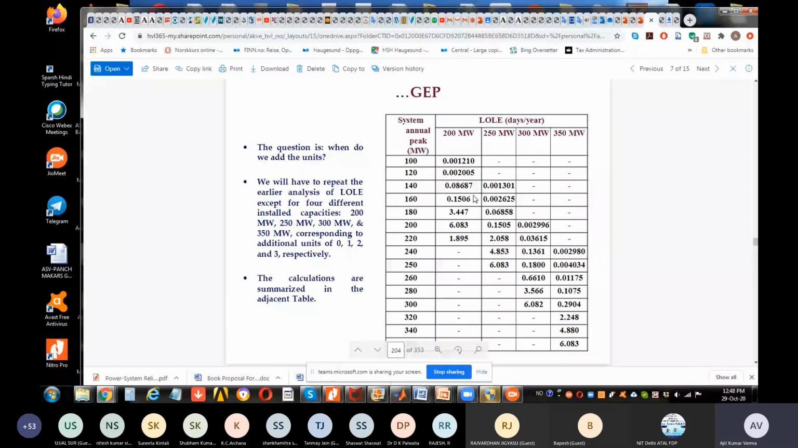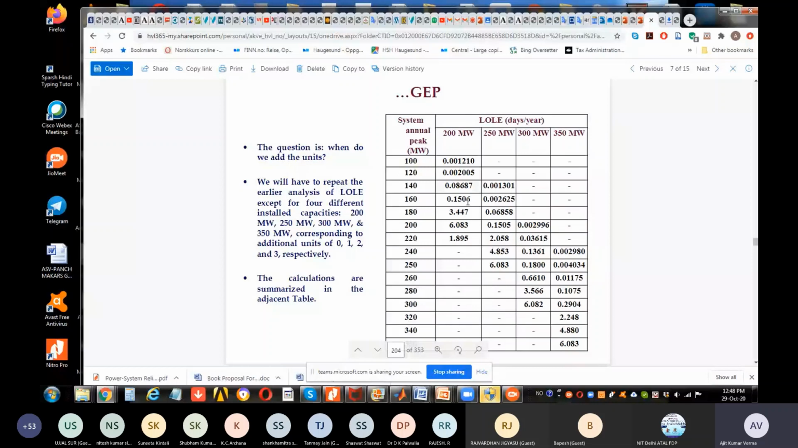The peak load can keep increasing. So assume 10% growth in a year. But these are the possibilities and the calculation. When you generate 200 megawatt, then you escalate it to 250, then you escalate it to 300, then you escalate it to 350, because the load is growing. And therefore the LOLE keeps on increasing, and it reaches 0.1506, the threshold, and therefore you add one more unit here.